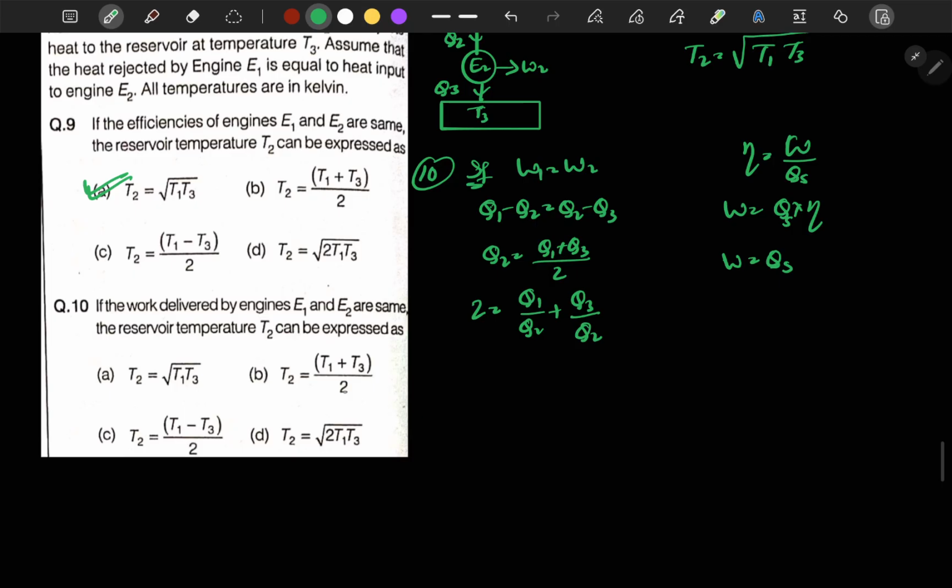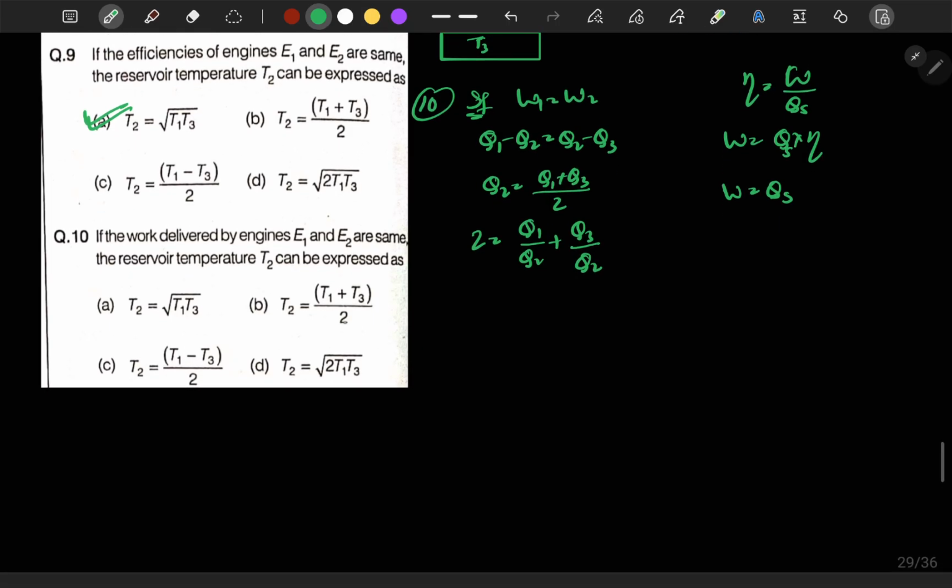Now from the thermodynamic Kelvin scale, we know that Q1 by Q2 can be written as 2 is equal to T1 by T2 plus T3 by T2. So from here we can obtain (T1 plus T3) by T2 is equal to 2, so we can obtain T2 is equal to (T1 plus T3) by 2.